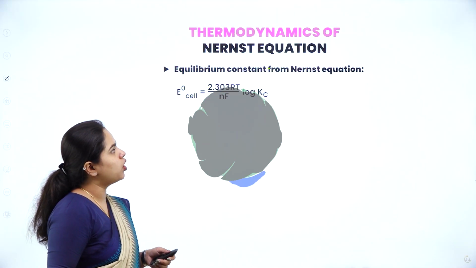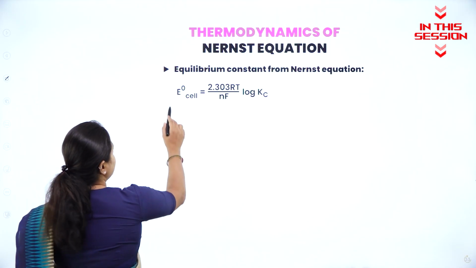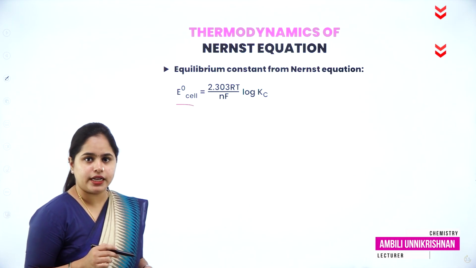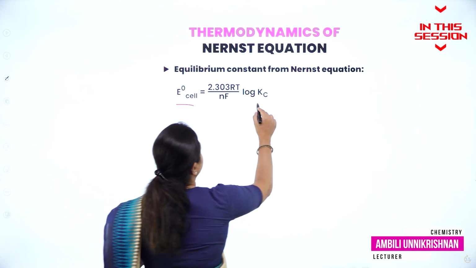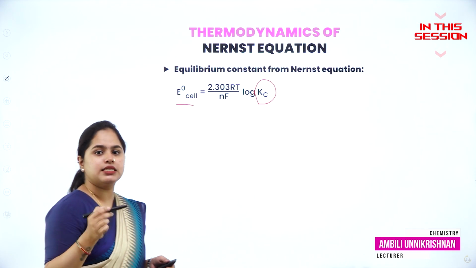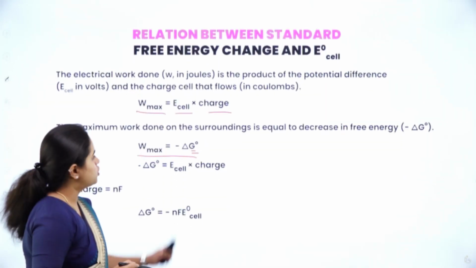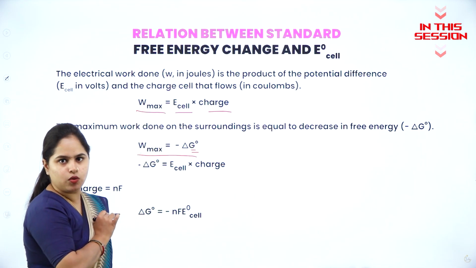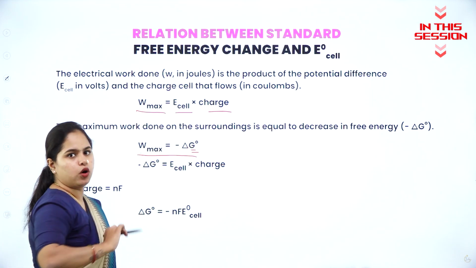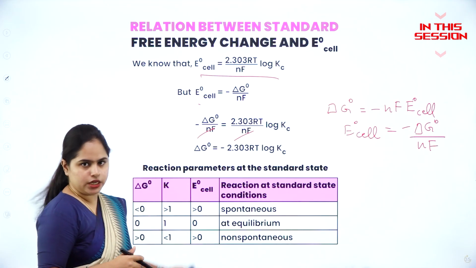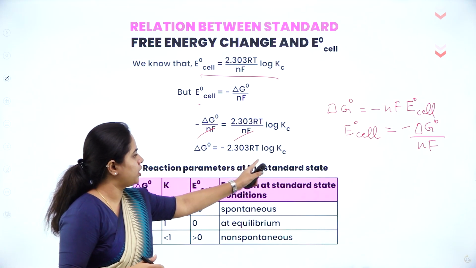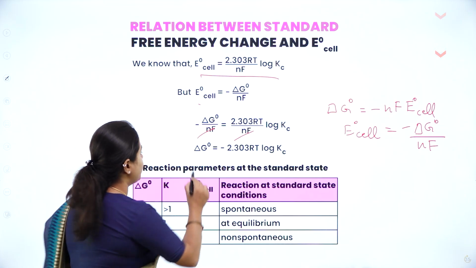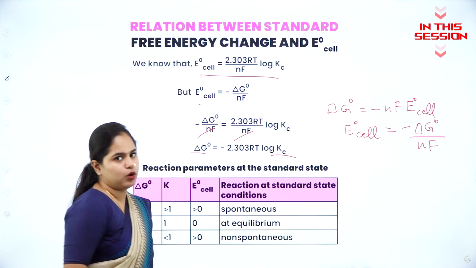So the equilibrium constant for Nernst equation is E naught cell is equal to 2.303 RT by nF log Kc. So this Kc is the equilibrium constant. So when comparing these two equations, what can I say? Here the LHS is equal, hence my RHS will also be equal to each other. Delta G naught is equal to minus 2.303 RT log Kc. So this gives the relationship between Gibbs free energy and equilibrium constant.